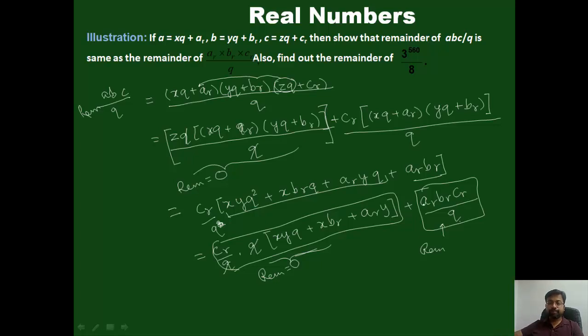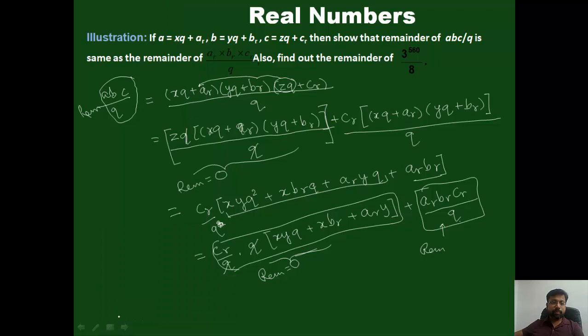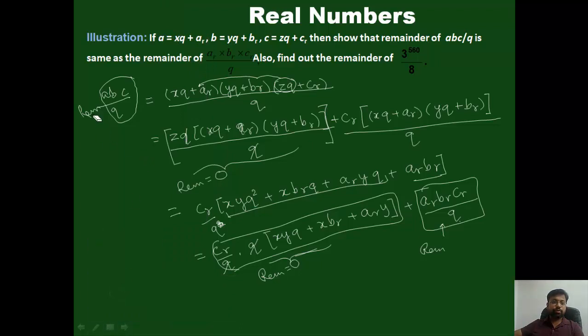What will the remainder be? Whatever comes out when AR into BR into CR is divided by Q. The remainder that comes out would be same as the remainder when A into B into C is divided by Q. This is what we had to prove. Now, how is it going to be helpful in solving the problem is what you have to take now. Let me just erase this portion. I hope you got it.